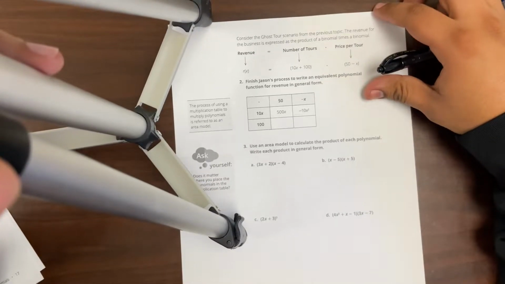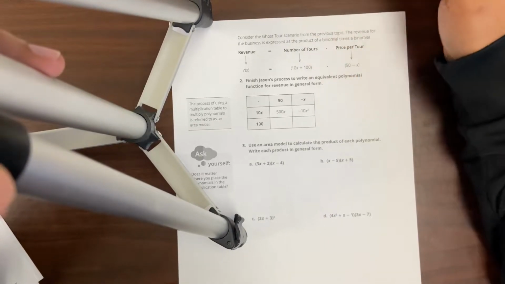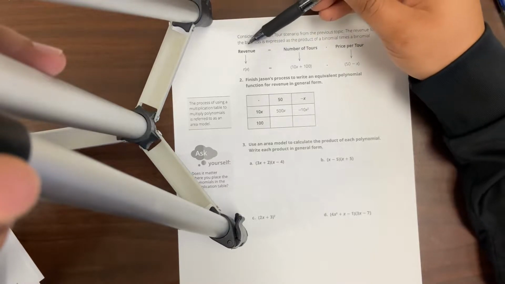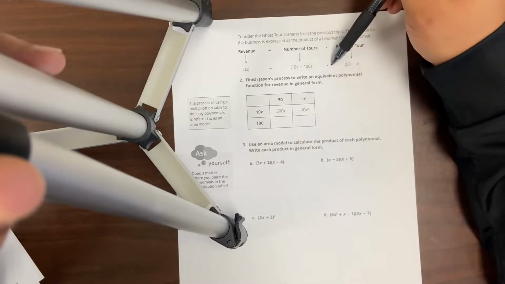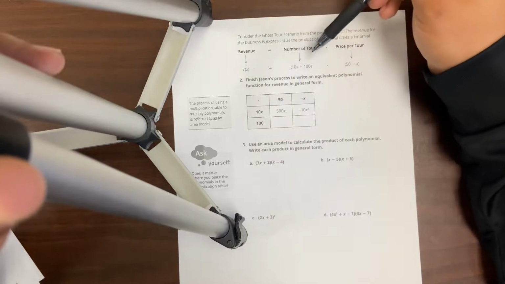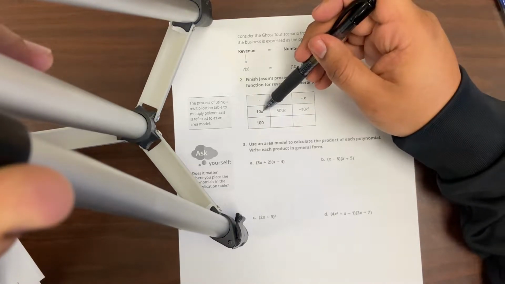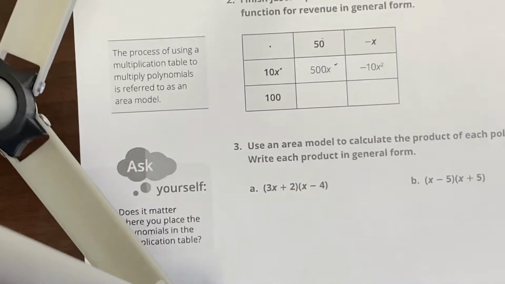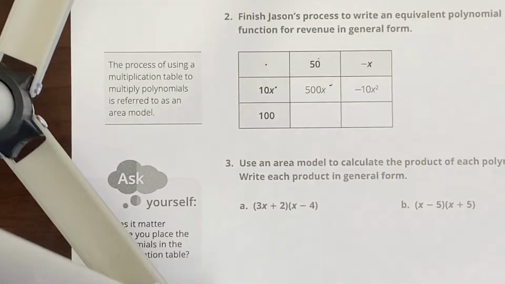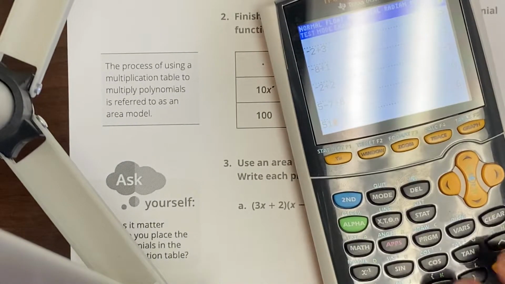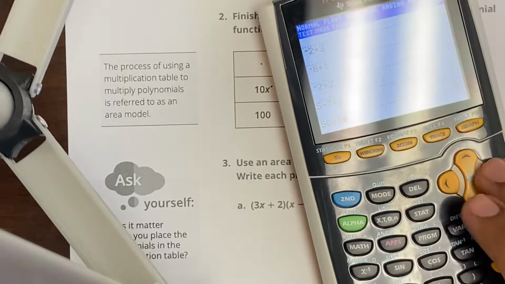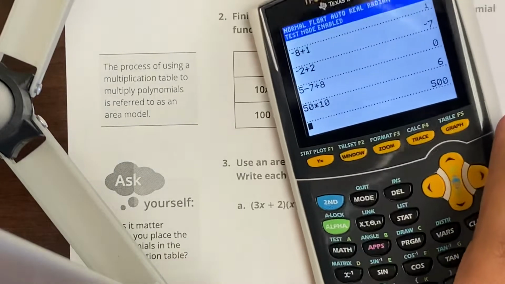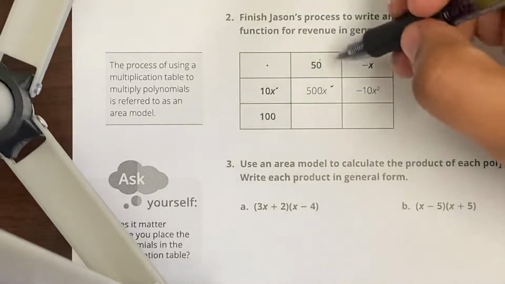A little bit of reading, no problem. Consider the ghost tour scenario from the previous topic, the revenue of the business. We got the revenue equals the number of tours times the price per tour. Here we go. 50 times 10x gave me 500x. How did that happen? Let me zoom in. The way that happened is they got 50 times 10. That was 500. That looks good to me. So since it's 500, that's why it's 500x.